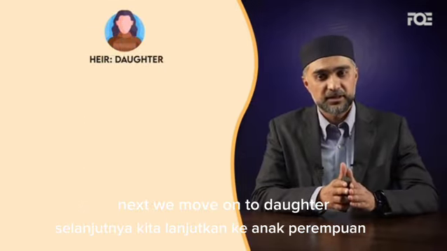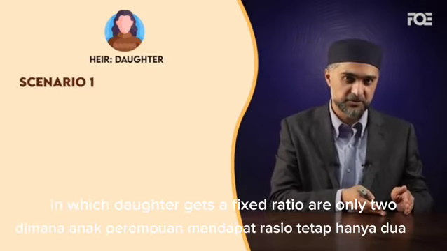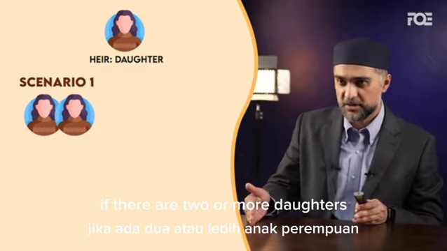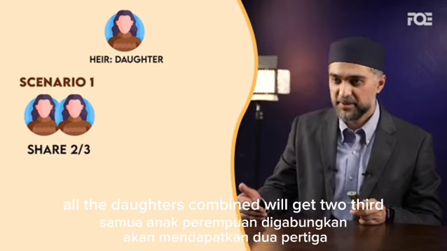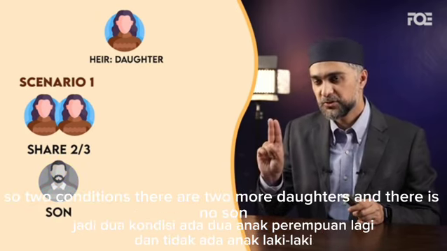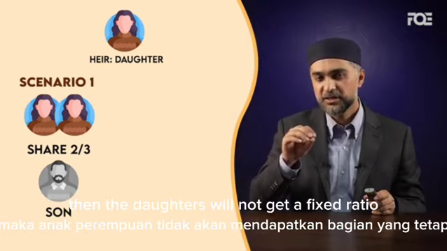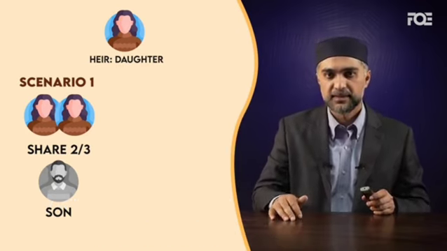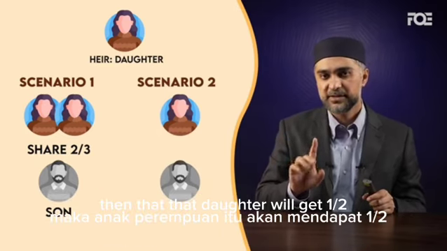Next we move on to daughter. The scenarios over here in which daughter gets a fixed ratio are only 2. So look up the condition now. If there are 2 or more daughters, then the daughters combined will get 2/3 if the son is not present. So 2 conditions: there are 2 or more daughters and there is no son. If there is a son present, then the daughters will not get a fixed ratio. They will get 2:1, and that will come in the next table. The other scenario is if there is no son and it's only 1 daughter, then that daughter will get 1/2.